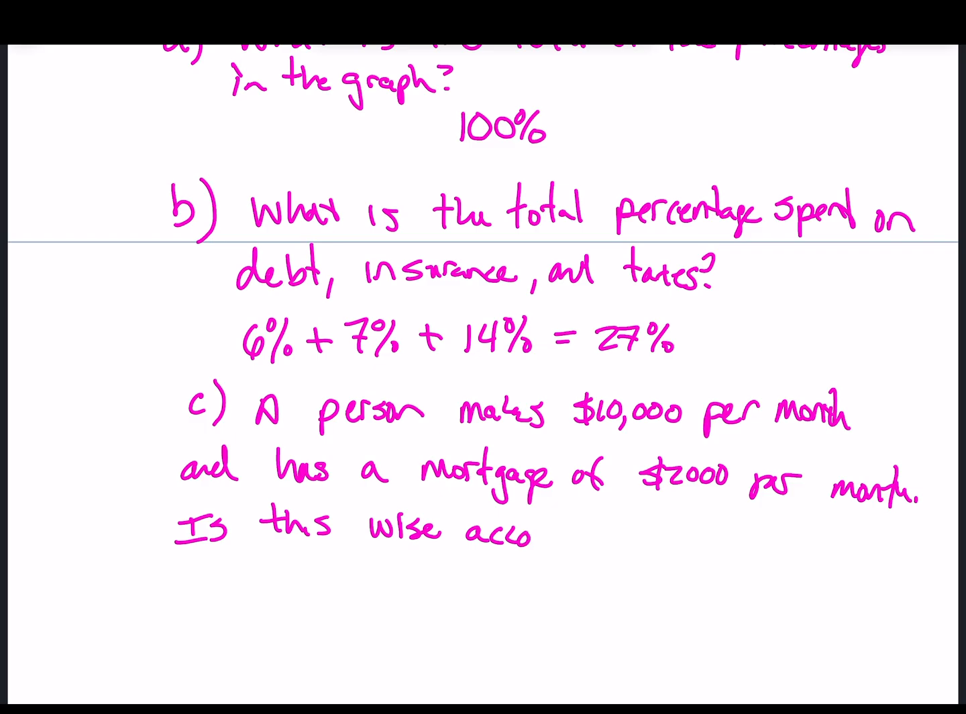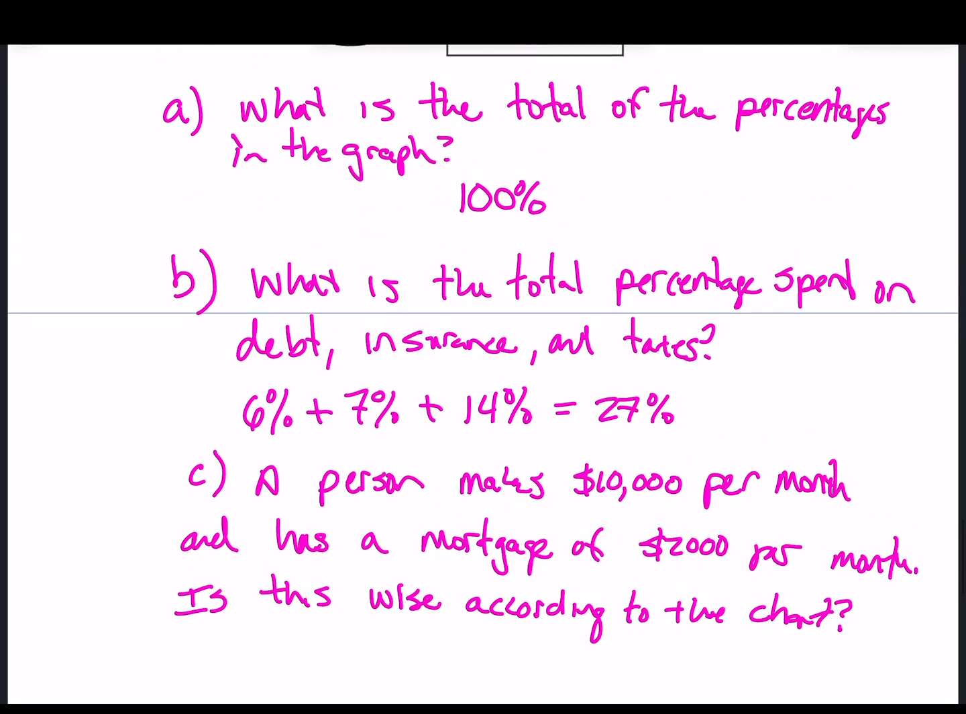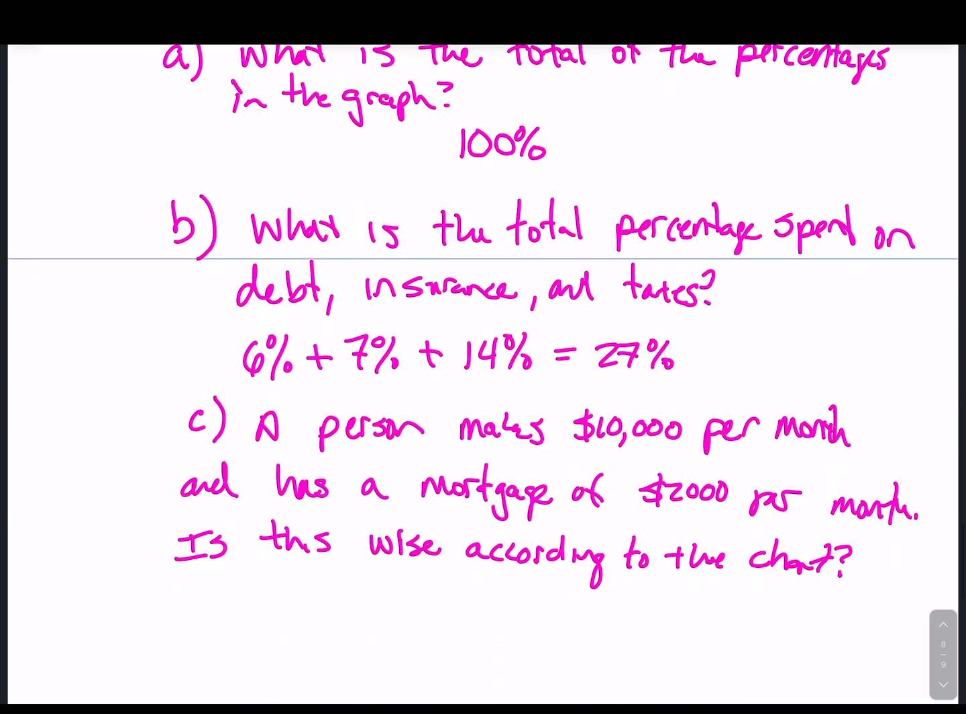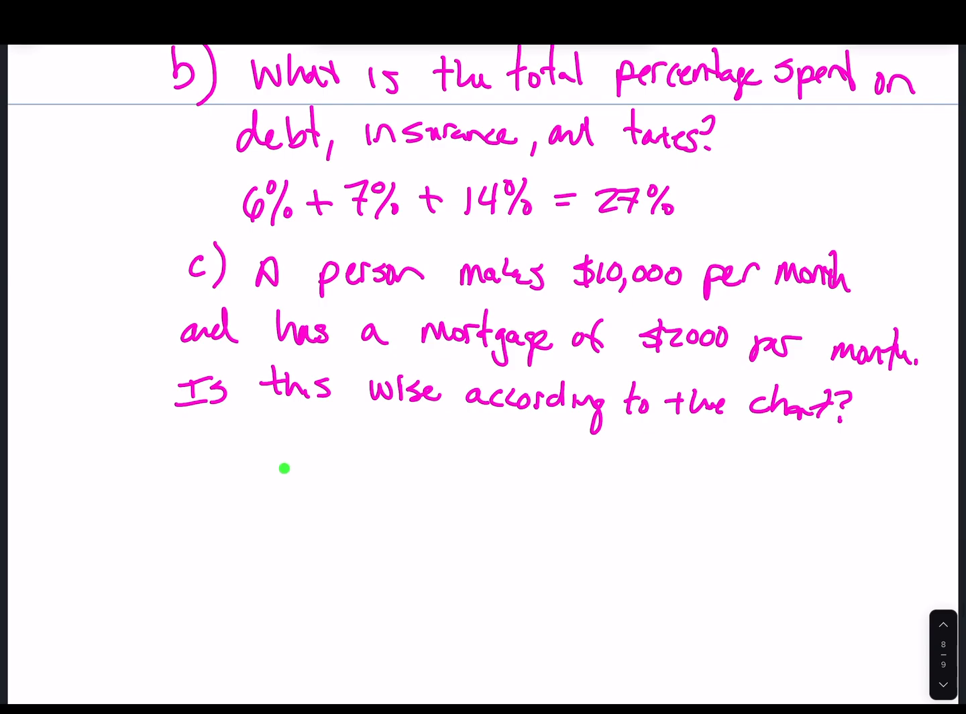Is this wise, according to the chart? So what we want to see is what percentage we should be having our budget for housing. It says our budget for housing should be 31%, no more than 31%.